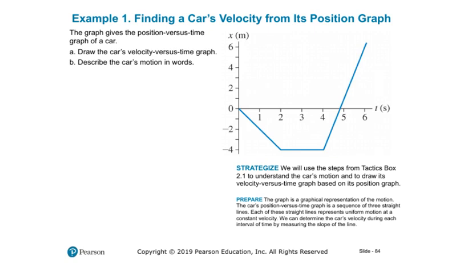Find the car's velocity from its position graph. Here's the position versus time graph for a car. Draw the car's velocity versus time and describe its motion, what it is doing. Let's look at this thing over here.